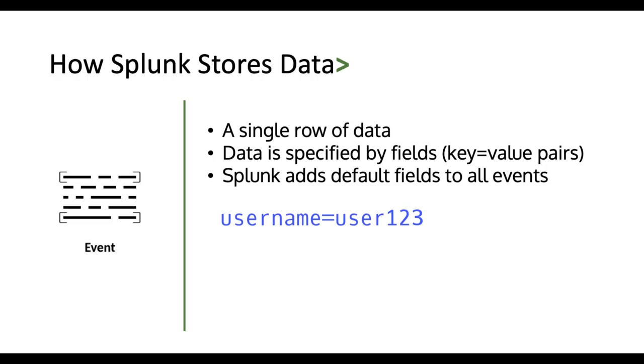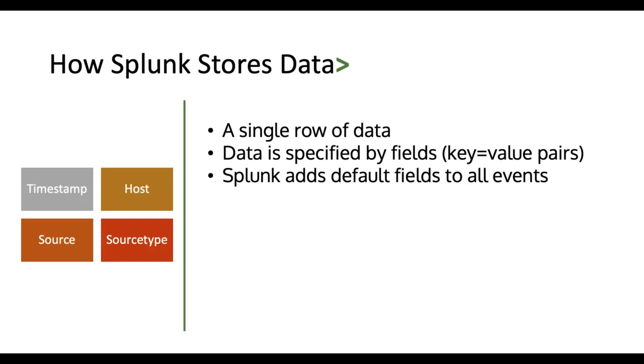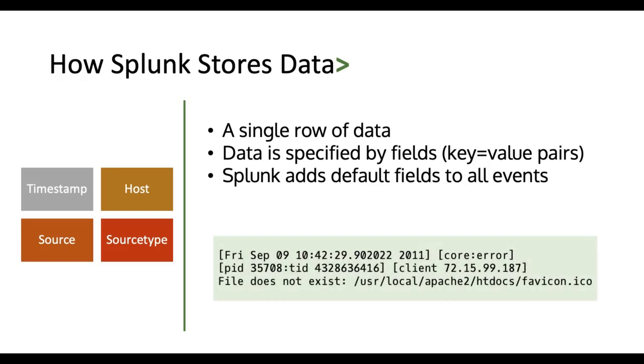Splunk also adds default fields to all events. They are timestamp, host, source, and source type. The timestamp field obviously adds a timestamp to each event. The host field is typically the host name or IP address of the source system. The source field is the name of the file, stream, or other input from which the event originates. And the source type is the format of the data.